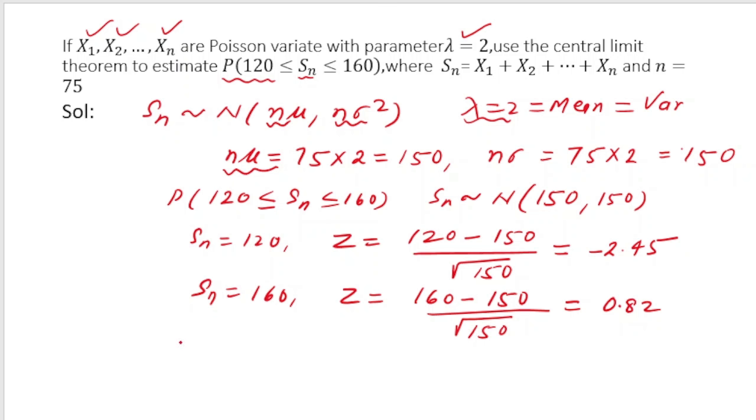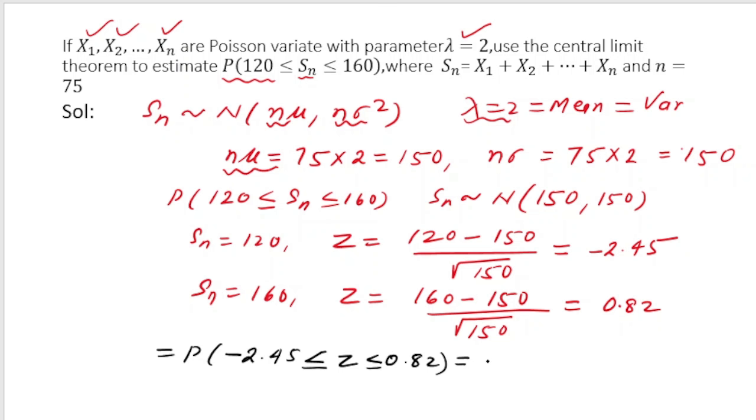So what is the probability now? This probability will be equal to the probability of, for minus 120, I have got minus 2.45 less than or equal to Z less than or equal to 0.82. I want you to solve it yourself using the table, right? Can you use the table?